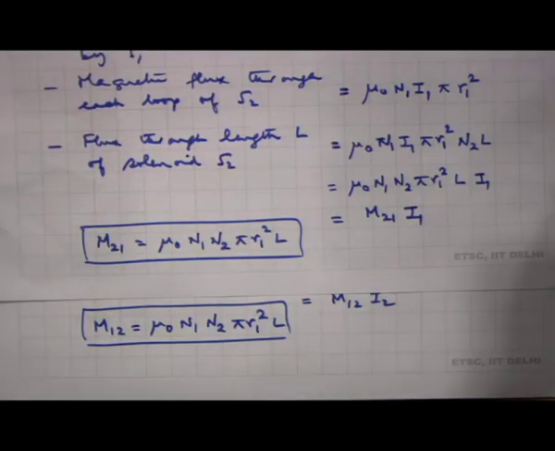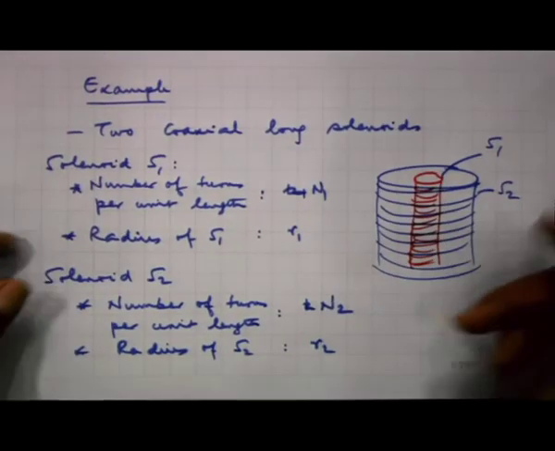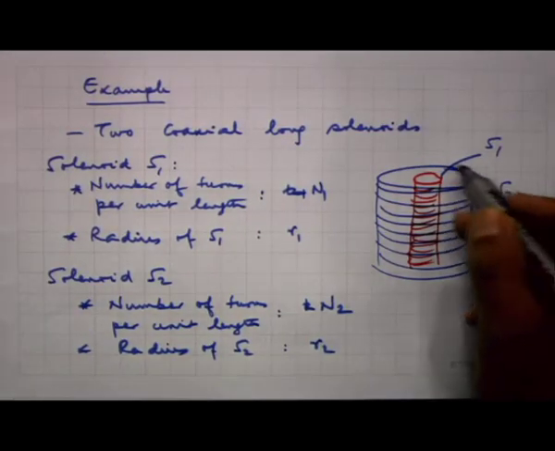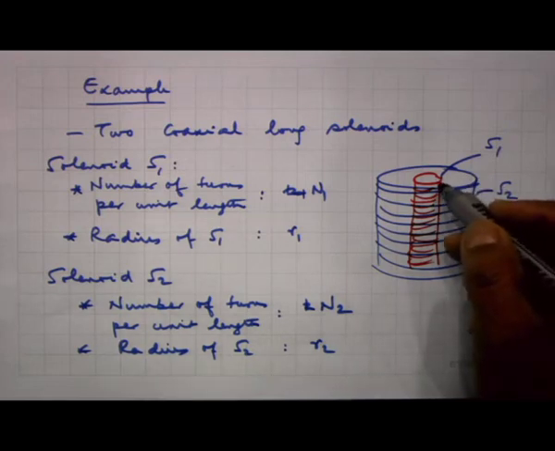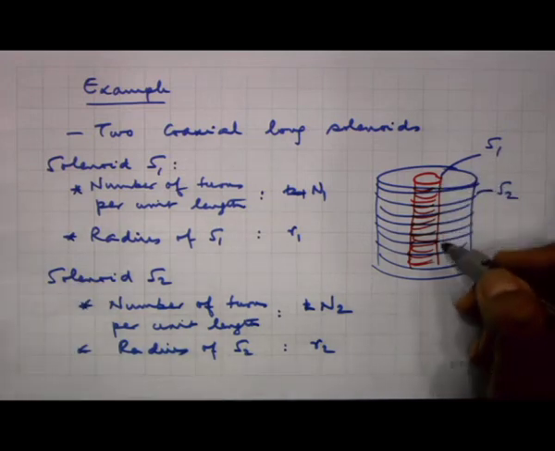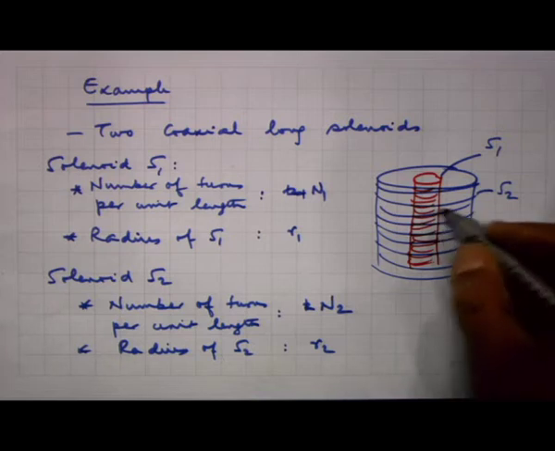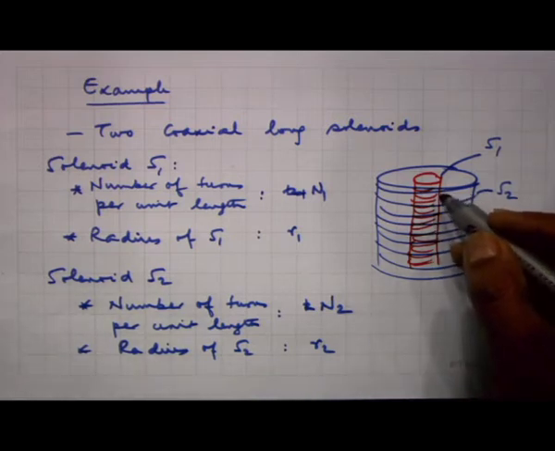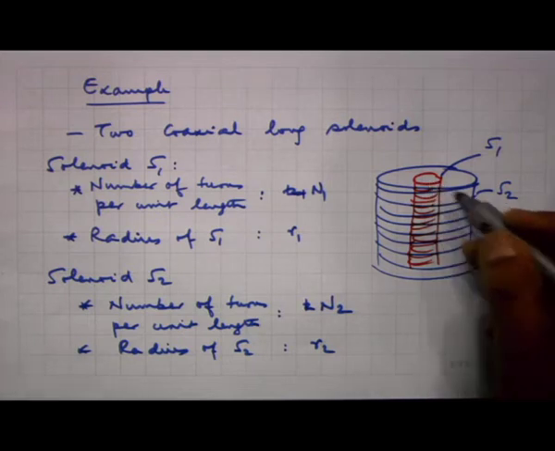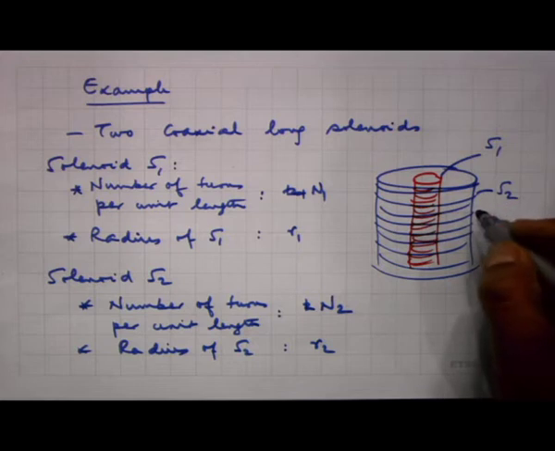So, let me repeat, if I pass a current through S1, S2 encloses a flux which is proportional to the current passing through S1, and the proportionality constant I called M21. If I pass the same current through S2, S1 now encloses a flux, and that flux is proportional to current I2 passing through S2, and the proportionality constant I called M12, and both these are exactly equal. So, M12 is equal to M21. So, that is a very important relationship.